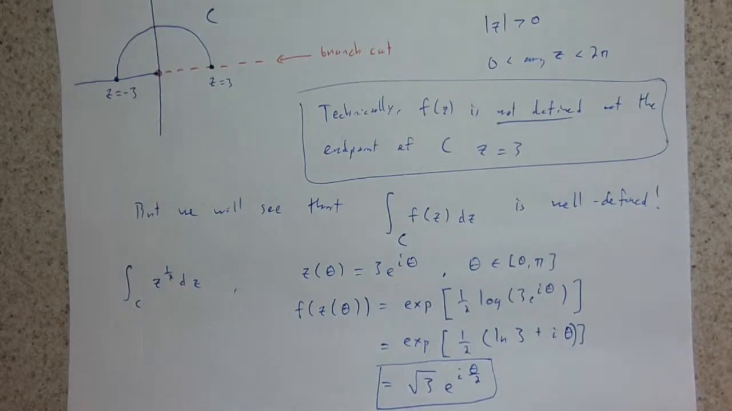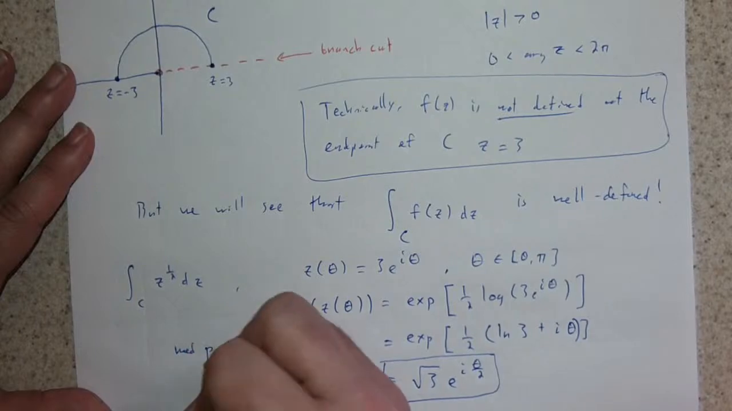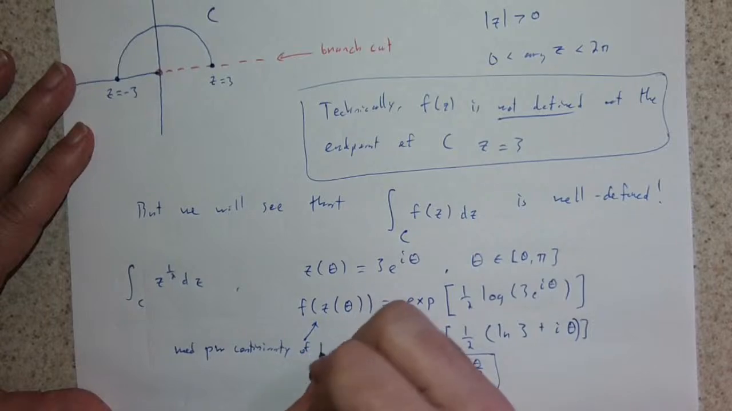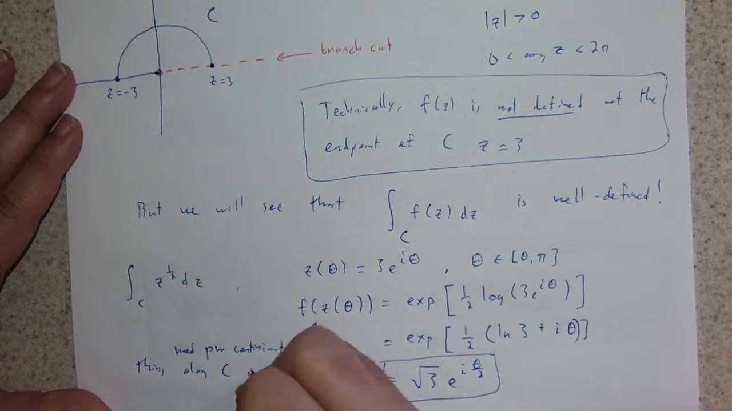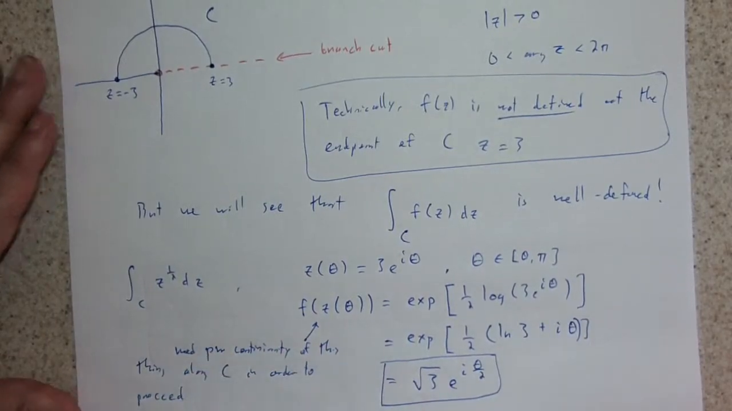Okay. Now, what do I do in order to determine that taking this contour integral is fine? What do I need? Okay. I need piecewise continuity of this thing along C in order to proceed.